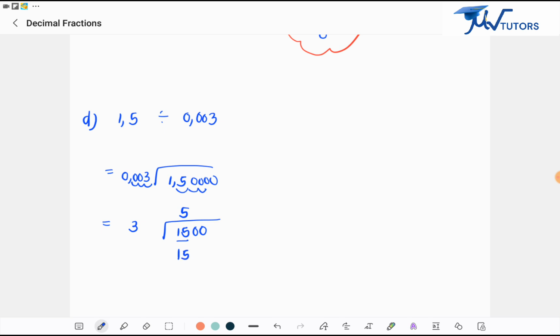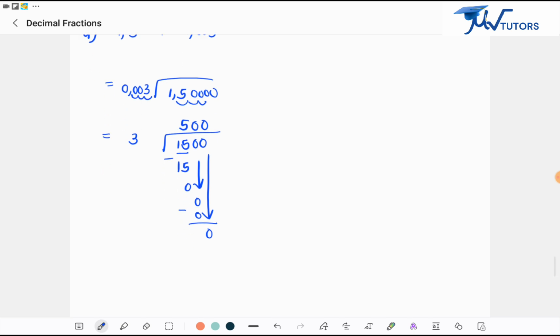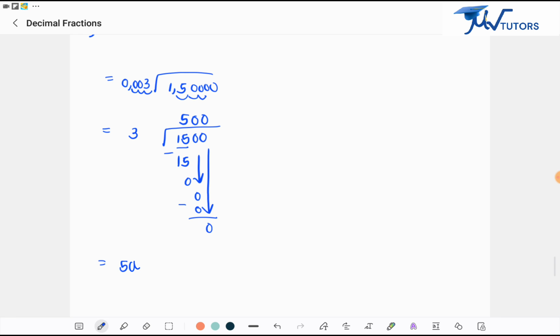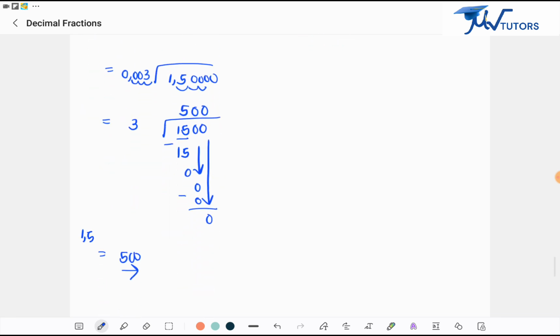Okay, there we have it. 5 times 3 is 15. And we subtract, it's going to be 0 there. And you're going to bring down all those zeros. So 0 divided by 3 is 0. Multiplied by 3, that's just 0. And then we're going to bring down that 0. So 0 divided by 3 is 0. So there we have it. 1,500 divided by 3 is basically going to be 500. That's your answer.